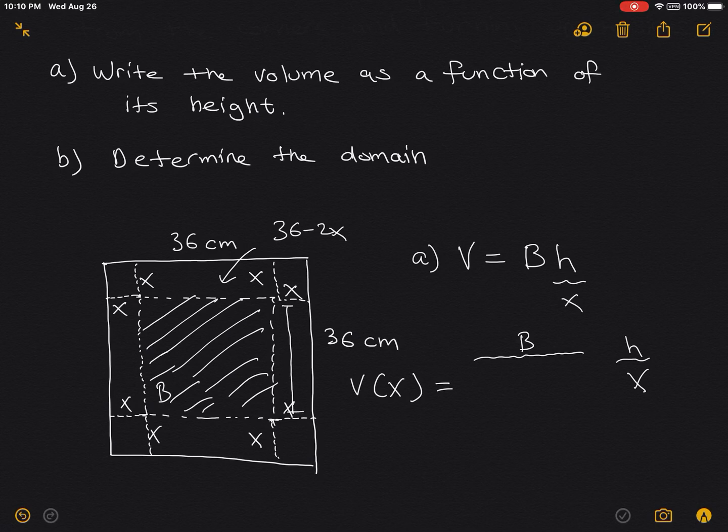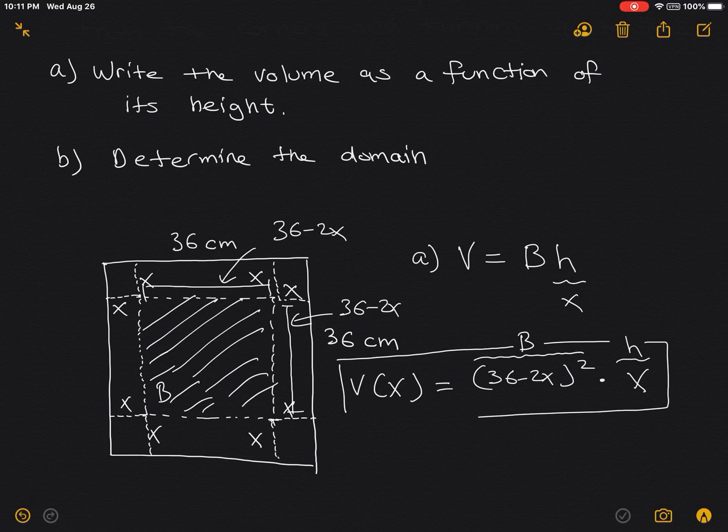If I ask you, what's this length right here, this is also 36 minus 2x. So this is 36 minus 2x. And this is also 36 minus 2x. So the area of the base is just 36 minus 2x quantity squared. And there's my volume as a function of its height. Okay, so if I can box around my answer, there it is. Volume as a function of height.